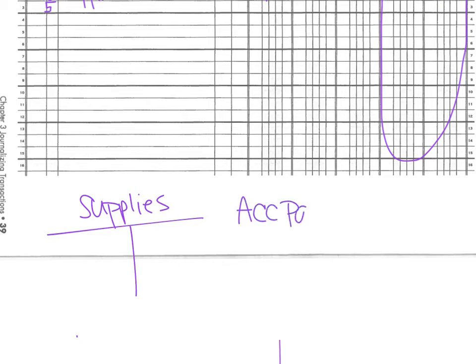I know that I would have supplies. And then anytime we buy something on account, that means we have to pay somebody. So since I'm charging it, I would have an accounts payable dash Supply Mart.